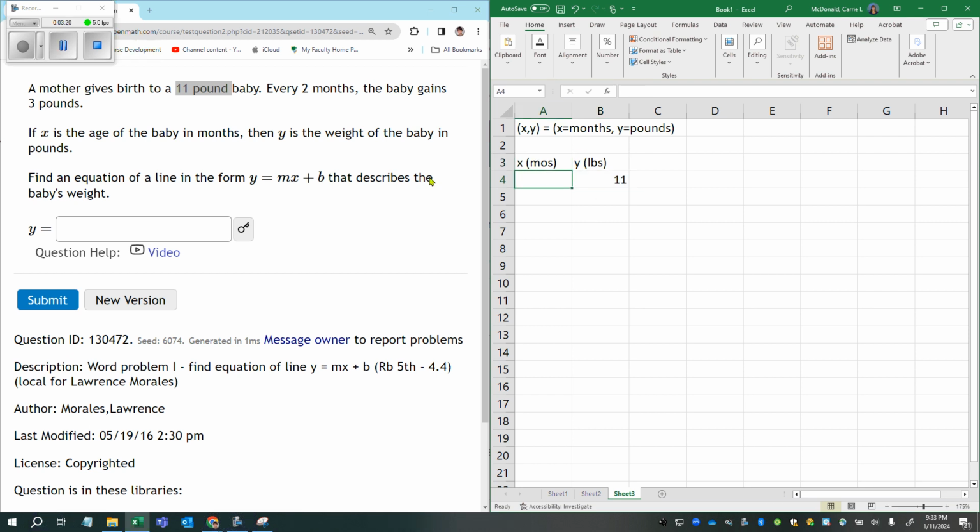Now we're looking for a number of months to go along with that 11 pounds. It says a mother gives birth to an 11-pound baby. Then it goes on to talk about every 2 months the baby gains 3 pounds. But wait, what was the number of months that the baby's age was when it was 11 pounds? It doesn't say a number explicitly, but it does say that a mother gives birth to an 11-pound baby. So this means that at birth, before the baby is any months old, the baby just got here, it's 0 months old. So now we have an ordered pair, 0, 11.